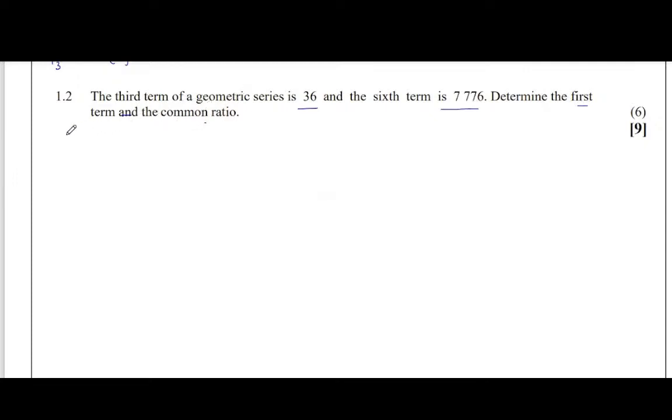So from the question, I can summarize and say that T3 is 36, and then T6 is 7776. What do they want us to get? They want us to get the first term, which is a, and the common ratio r. So since it's a geometric series, we need to use the nth term of the geometric, which is Tn equals a r to the exponent n minus 1, whereby a is our first term and r is our common ratio.